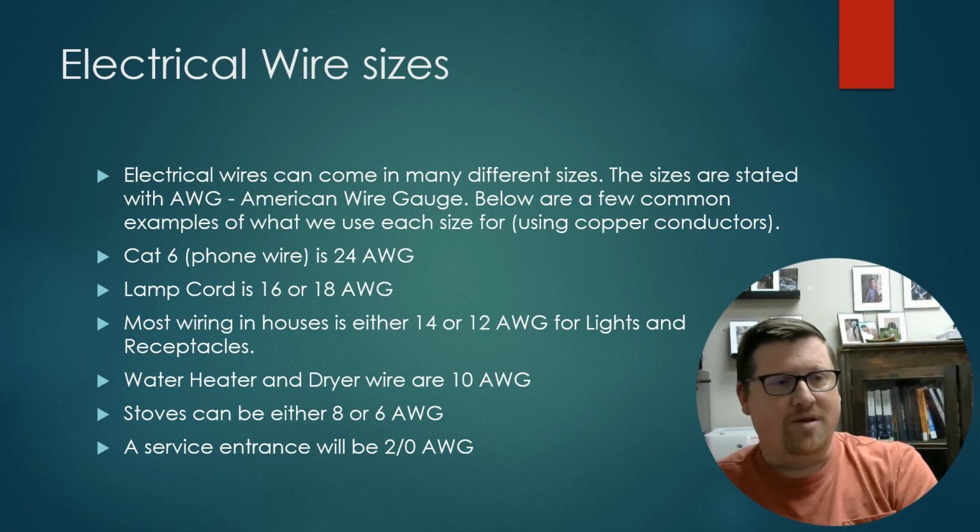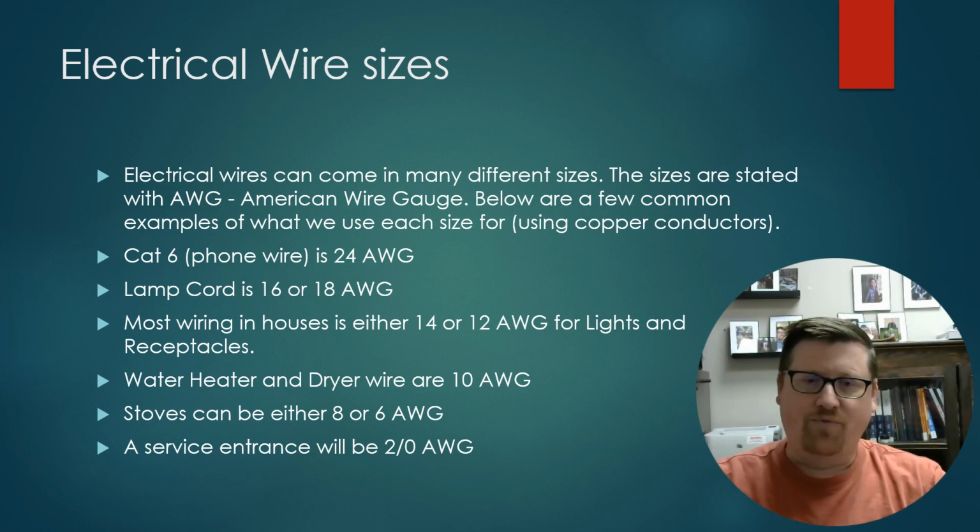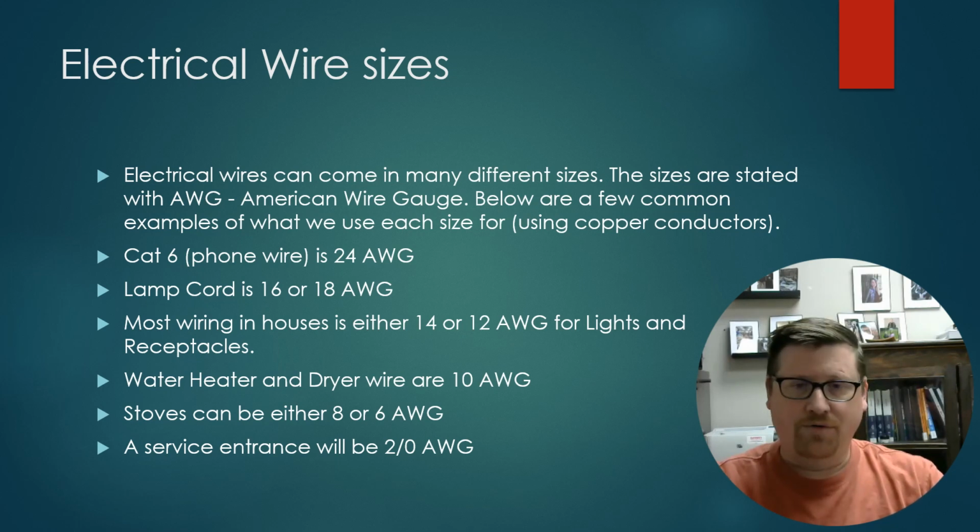Just some examples of wire that you may have around the house and what size that would be. Most lamp cords are either 16 or 18 AWG, right? When I say AWG, I'm saying that's American wire gauge, right? We're talking about the gauge of wire, that is the size of it. Most home wiring is either 14 or 12, right? If you've got 15 amp receptacles, you may have either 14 or 12 run to those, and then 12 AWG is good for up to 20 amp circuits.